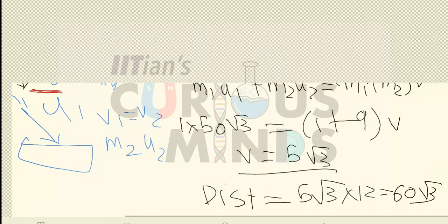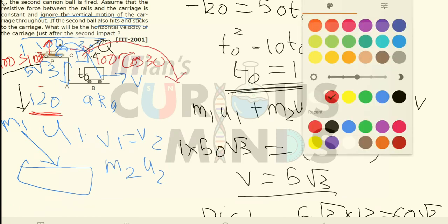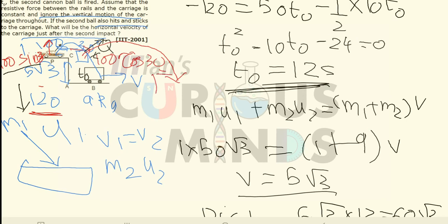Now, as soon as the first cannon hits the carriage, the second cannon has been fired. If you consider the vertical distance, it still remains the same. It means that it will take the same 12 seconds to reach the second part, when the carriage is somewhere over here.